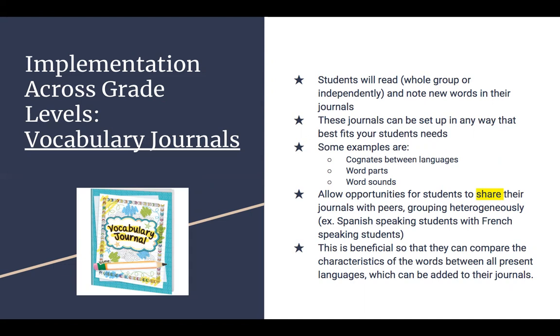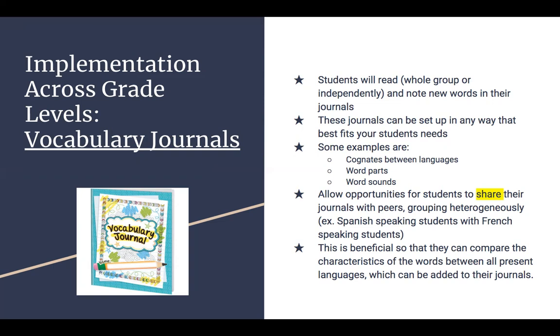These journals allow students to compare words between different languages, more than just one. It could be multiple languages. So with the vocabulary journals, you should allow opportunities for students to share their journals with their peers. And notice that you're grouping heterogeneously, which is something that I was a bit shocked by, because I'm used to grouping students homogeneously with their languages. But later in the presentation, I'll talk about why this is so beneficial and unique.